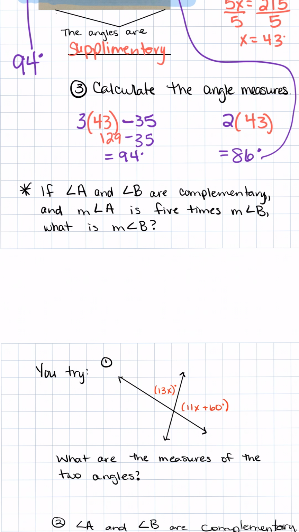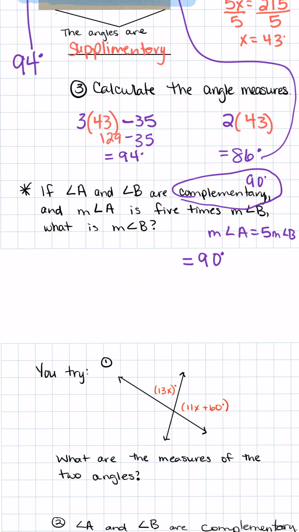If angle A and angle B are complementary, what do we know about complementary? It means it equals 90 degrees. And angle A is 5 times angle B. What is angle B? So let's think about this. We know that it equals 90 degrees, and we're saying that angle A equals 5 times the measurement of angle B.